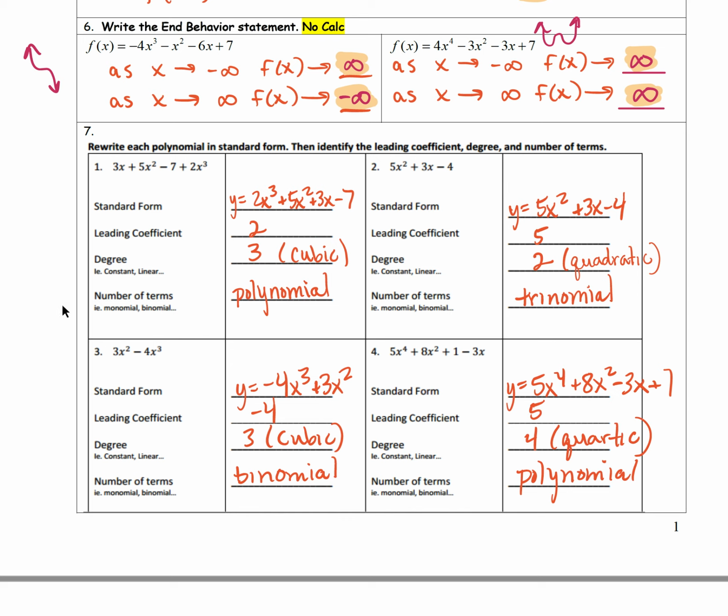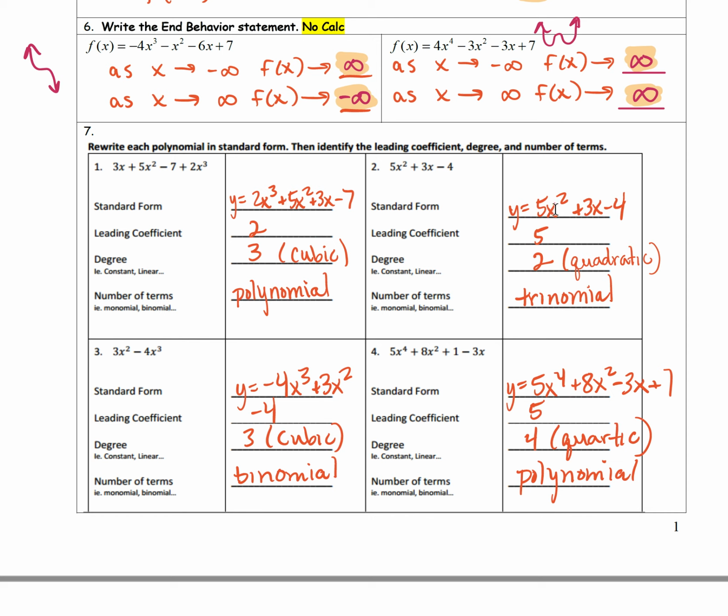Standard form here, just rewriting it in the right order. So cubic, then square, then linear, then number. The leading coefficient being positive or negative is going to help us tell the general shape of something. It is a cubic, it is a degree 3 or order. And then in this case, it's just 4 terms, so we just call it a polynomial.